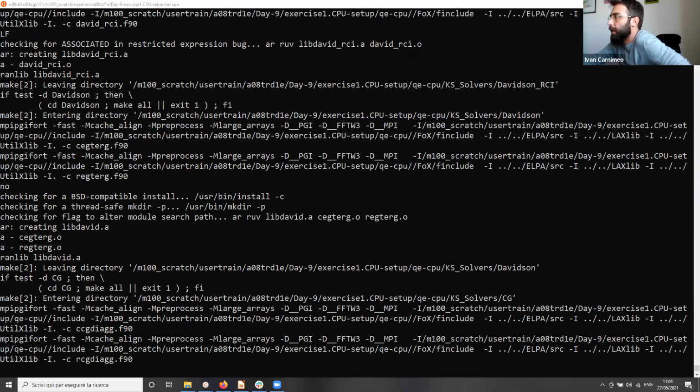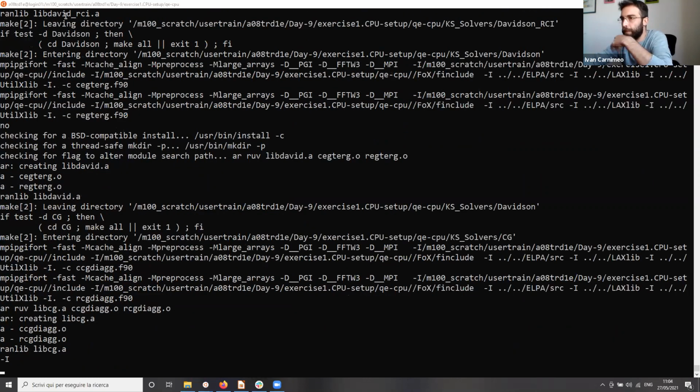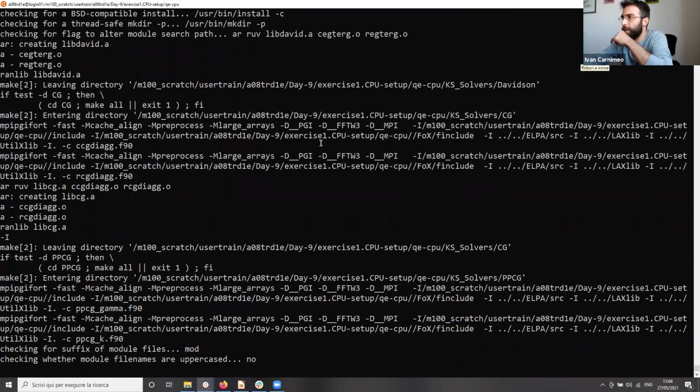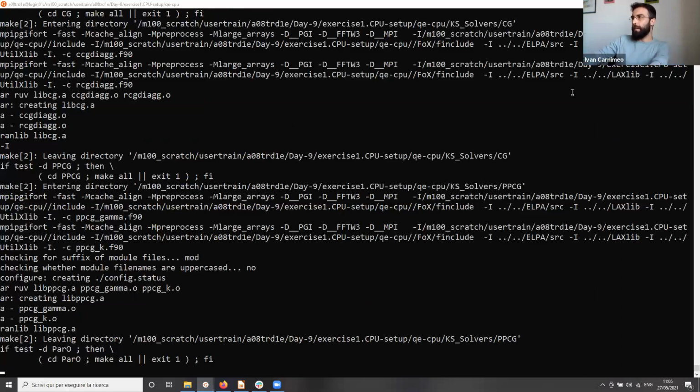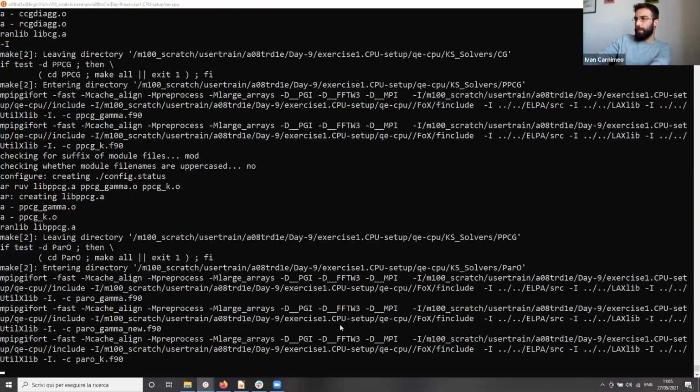So yes, I think the cluster is slow. Maybe we can wait a few minutes more. For those of you who managed to build the PW executable, you can do the next step, which is written in the README file, and is this one.